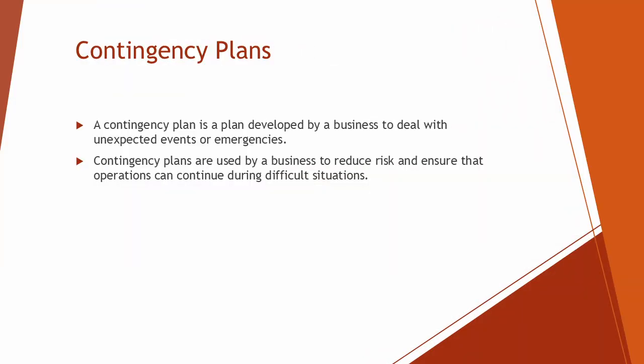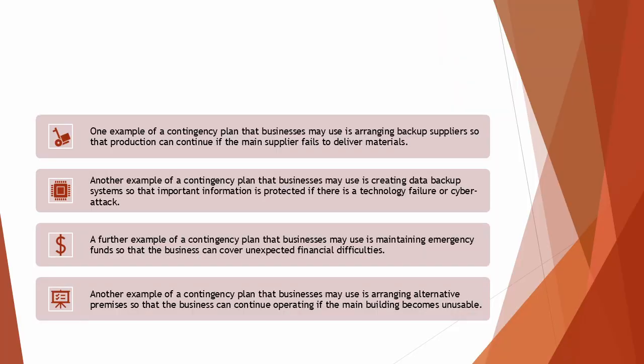Contingency plans. A contingency plan is a plan developed by a business to deal with unexpected events or emergencies. Contingency plans are used by a business to reduce risk and ensure that operations can continue during difficult situations. One example of a contingency plan that businesses may use is arranging backup suppliers so that production can continue if the main supplier fails to deliver materials.